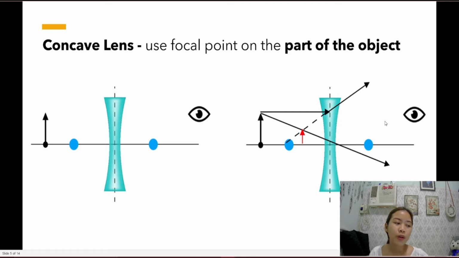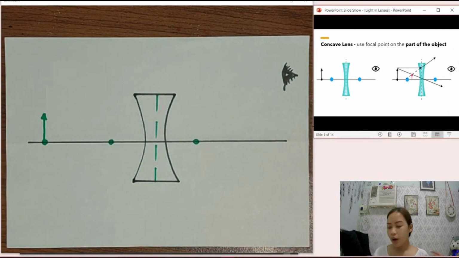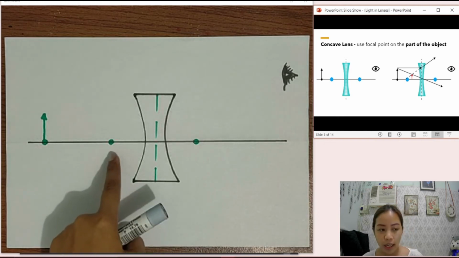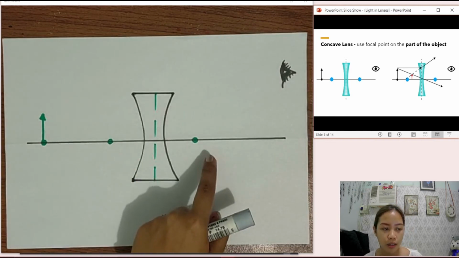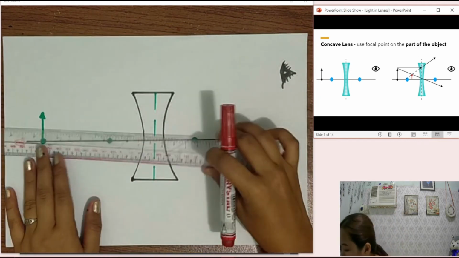Okay? So, we have here our plotted ray diagram. Let's look at how it was done. So, here it is. Let me show you how to plot that. The pattern in plotting a concave lens will be the same as what we did in the convex lens. So, the pattern will be the same. It's just that the focal point we use is on this side, not here. Earlier we used this side, this time we use the other one. Okay, so here it is.